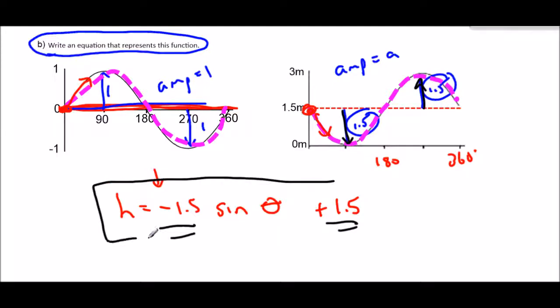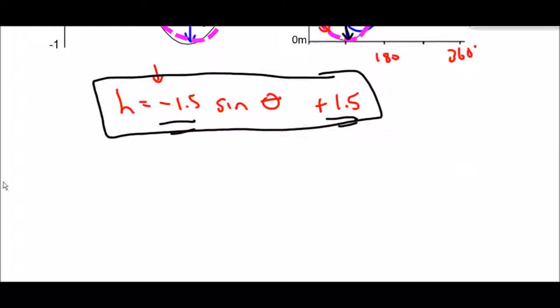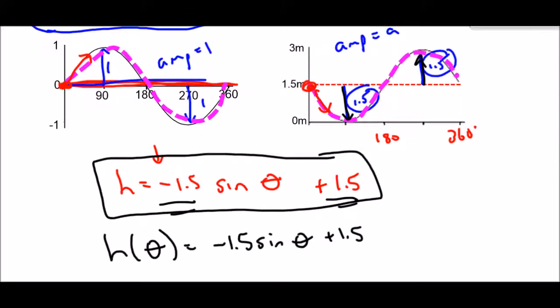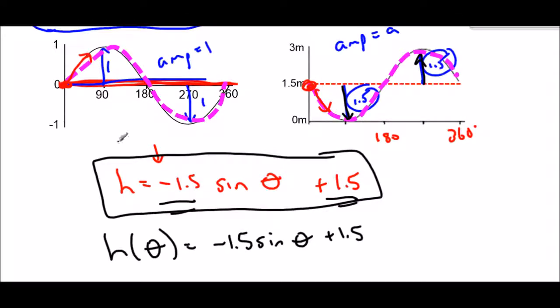So that is the equation. It's not in function notation, so hold on. H of theta equals negative 1.5 sine theta plus 1.5. There's the equation of the height of that stone on the rotating tractor wheel.